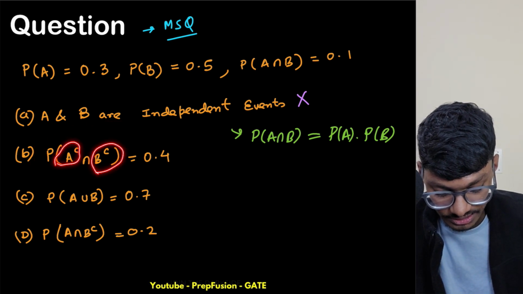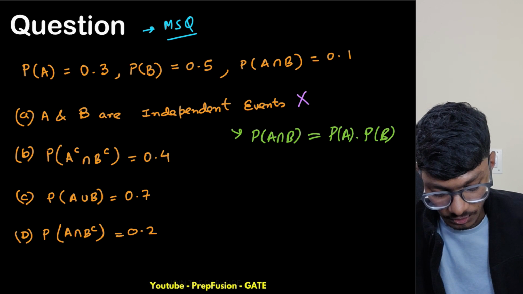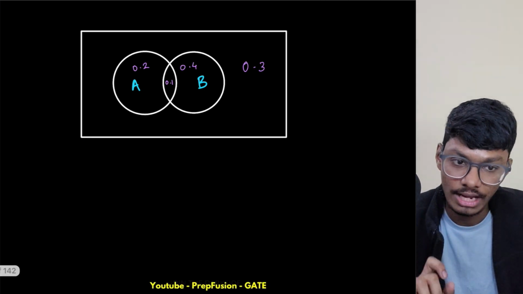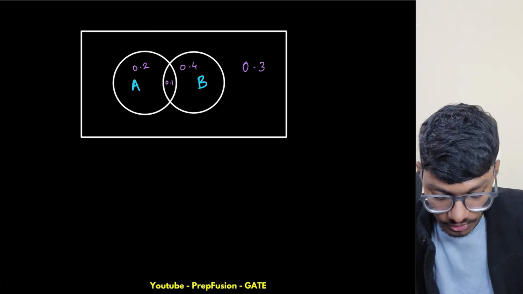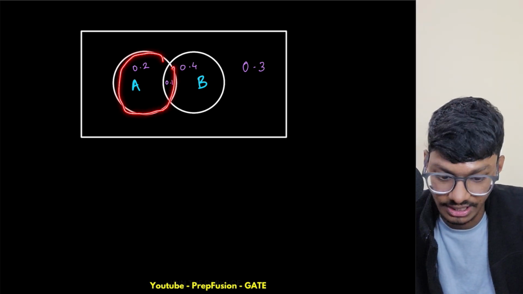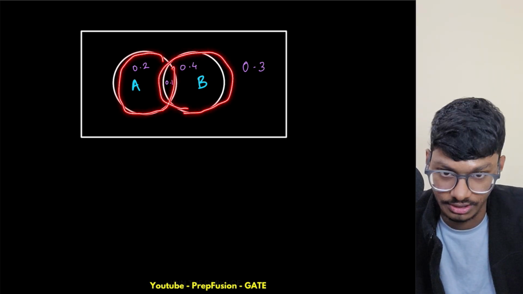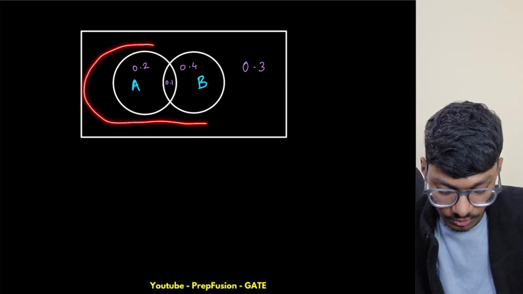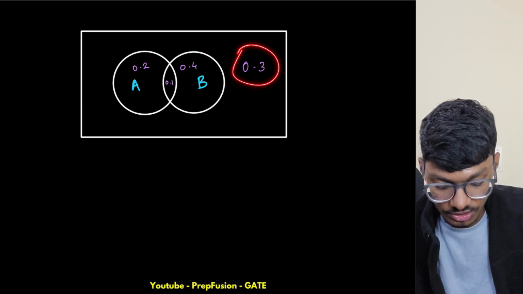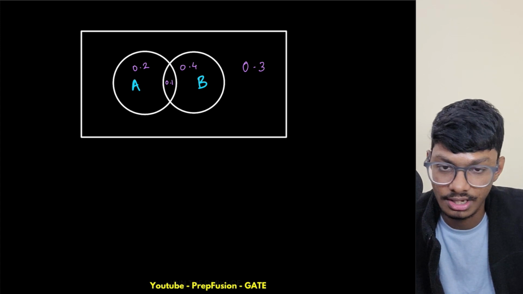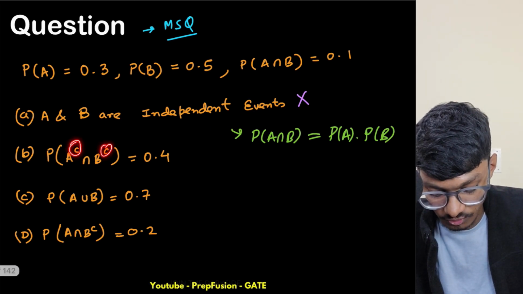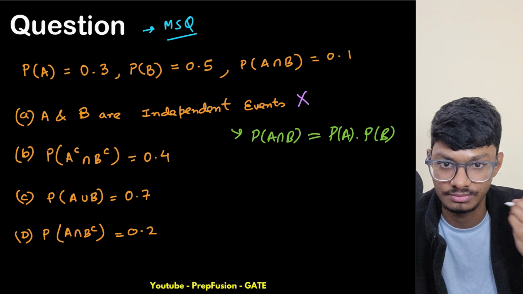So now what is the second question telling us? A not intersection B not. So B hasn't occurred and A hasn't occurred. So here A has occurred, so this I can't take, and here B has also occurred, this also I can't take. Only this is possible. This outside A is possible. This is equals to 0.3. Like I can't take B, can't take A, because this is A complement intersection B complement.